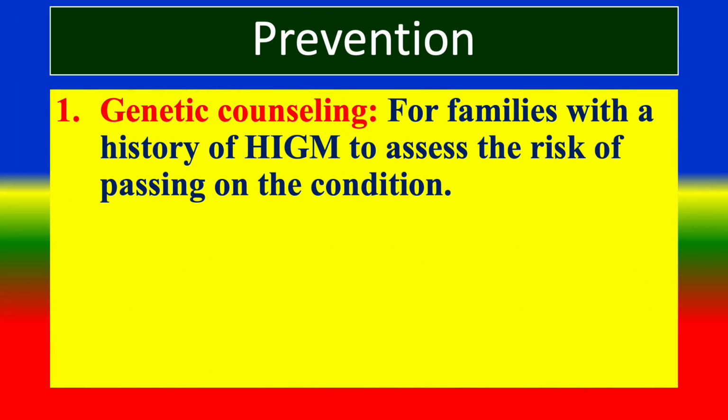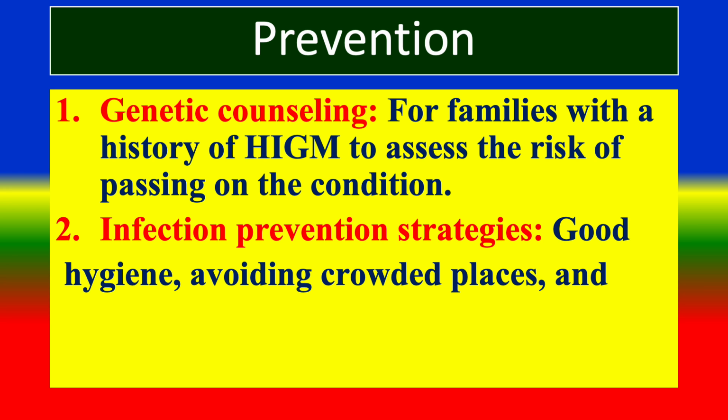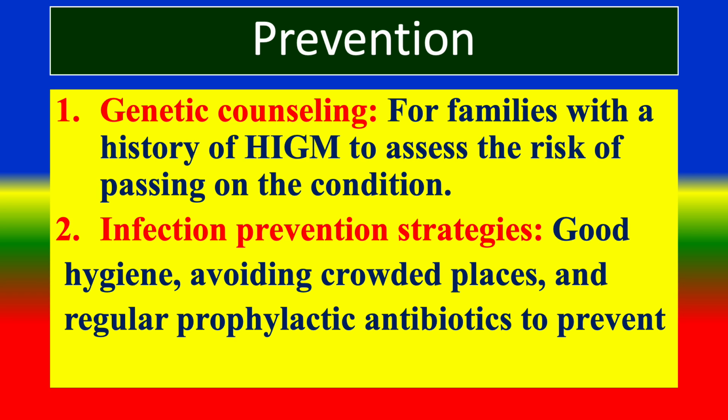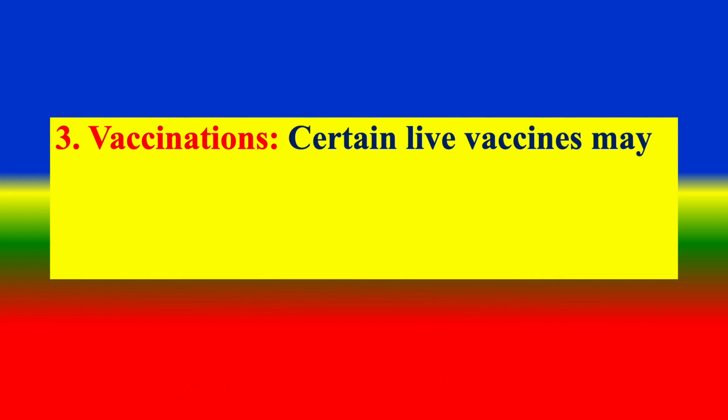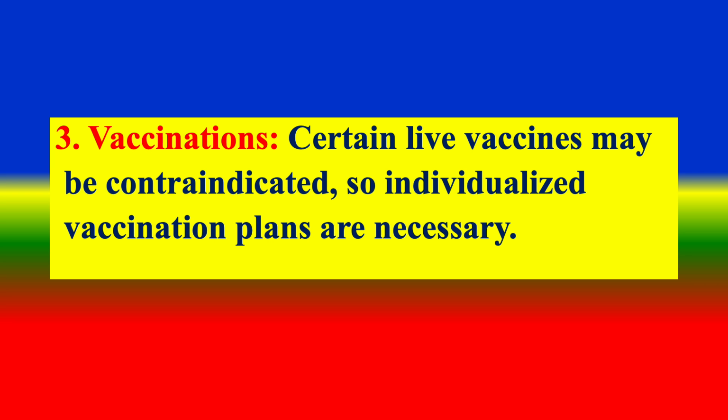Prevention. 1. Genetic counseling for families with a history of HIGM to assess the risk of passing on the condition. 2. Infection prevention strategies. Good hygiene, avoiding crowded places, and regular prophylactic antibiotics to prevent infections. 3. Vaccination. Certain live vaccines may be contraindicated, so individualized vaccination plans are necessary.